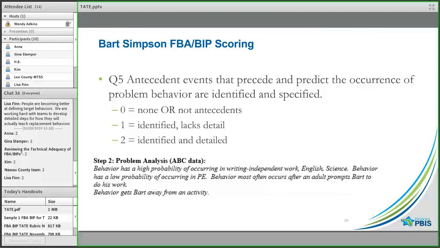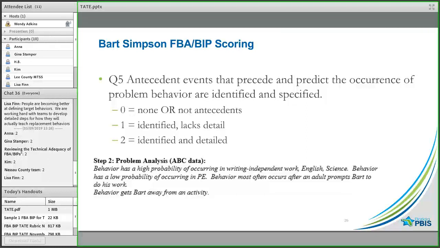Now, maybe if we redid the rubric now, might be a little meaner and tougher about it. But we're not looking for, let's say, the A+ version of an FBA BIP. We're looking for what is the minimum that we could do for this component that would still make it technically adequate, which also is more feasible for schools.